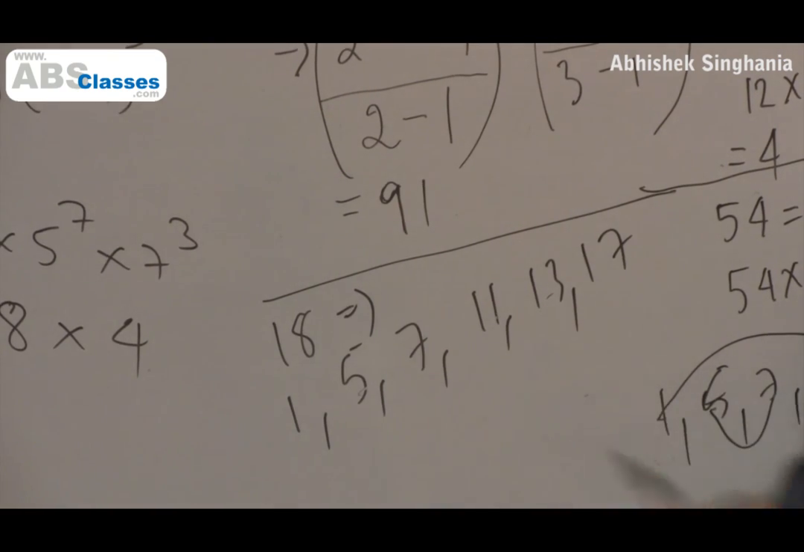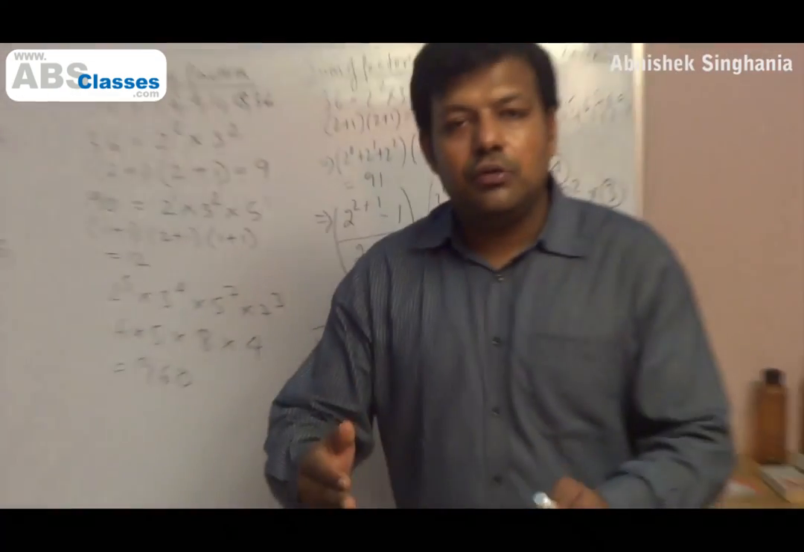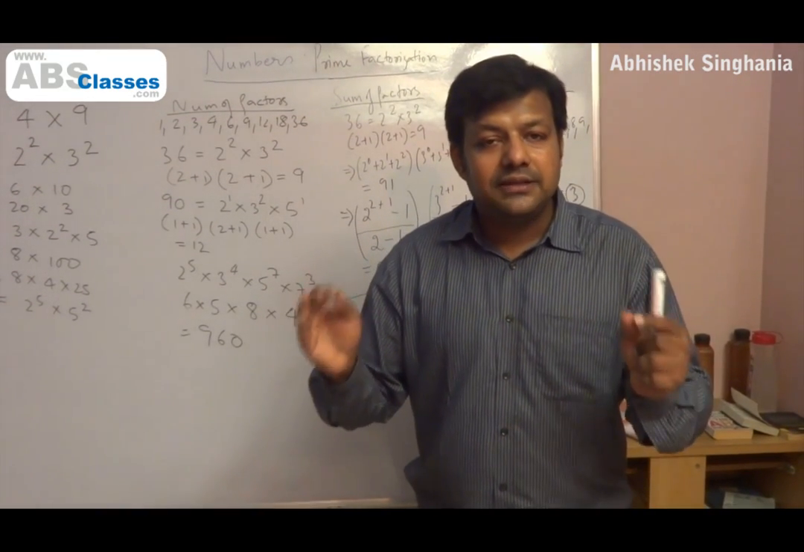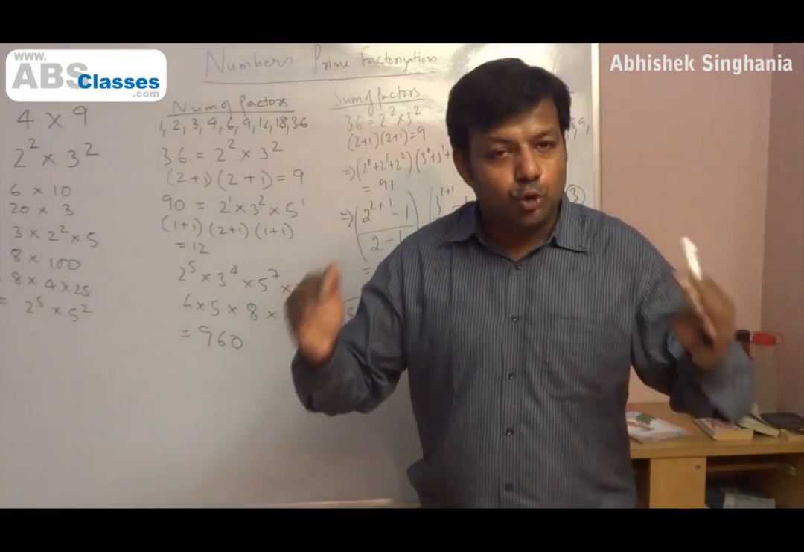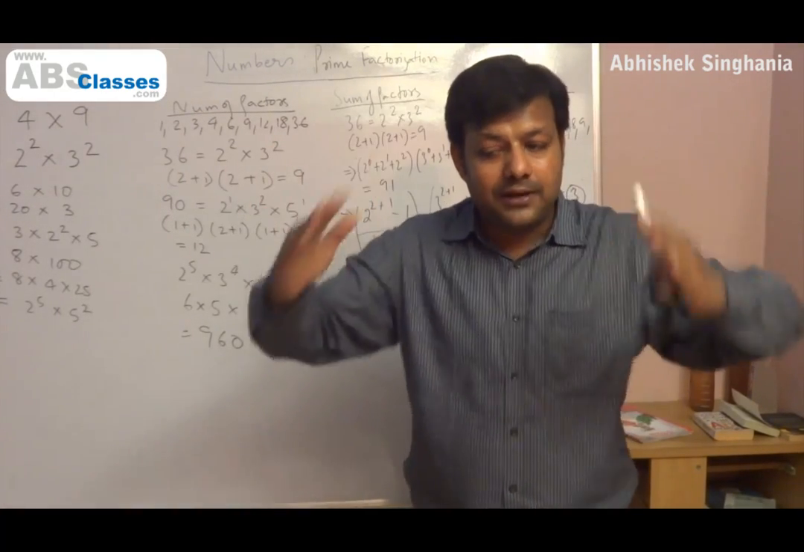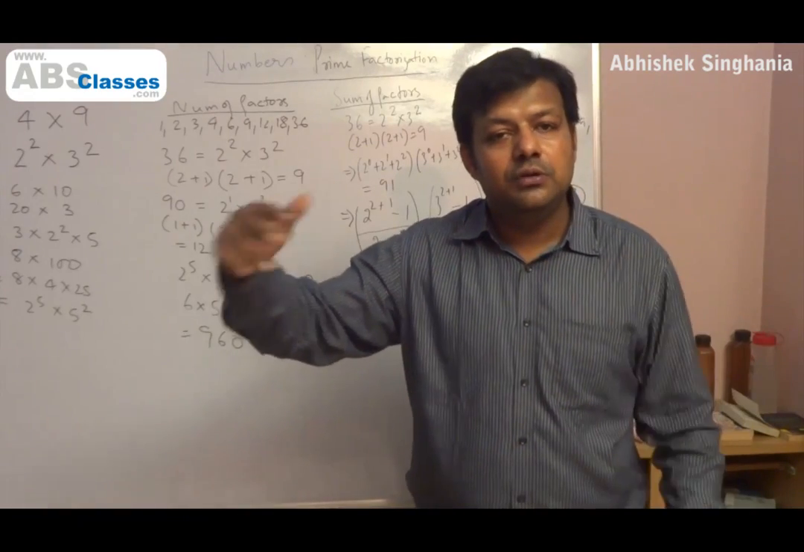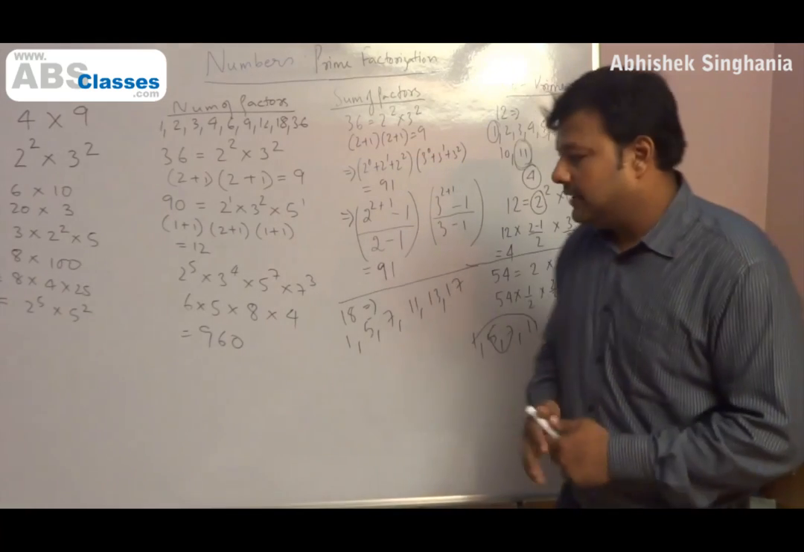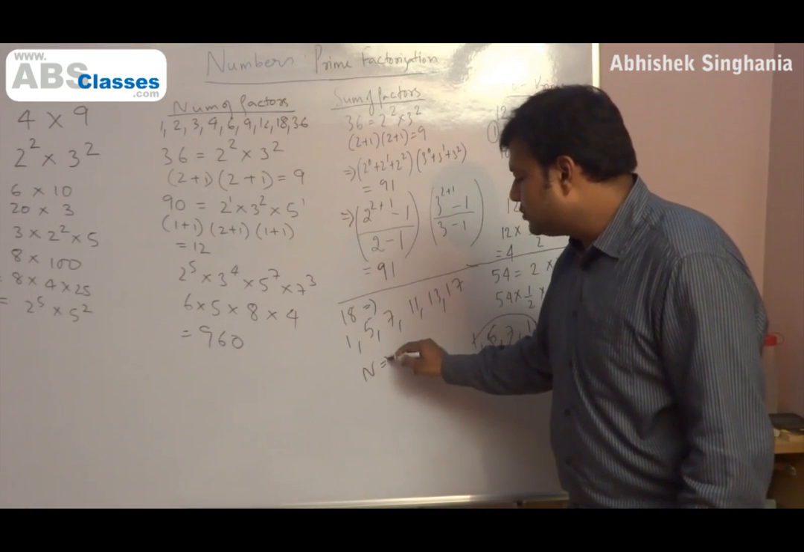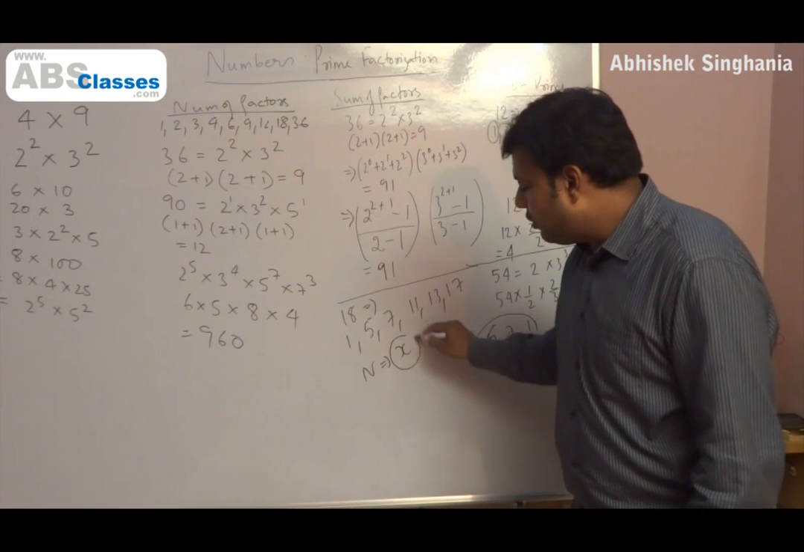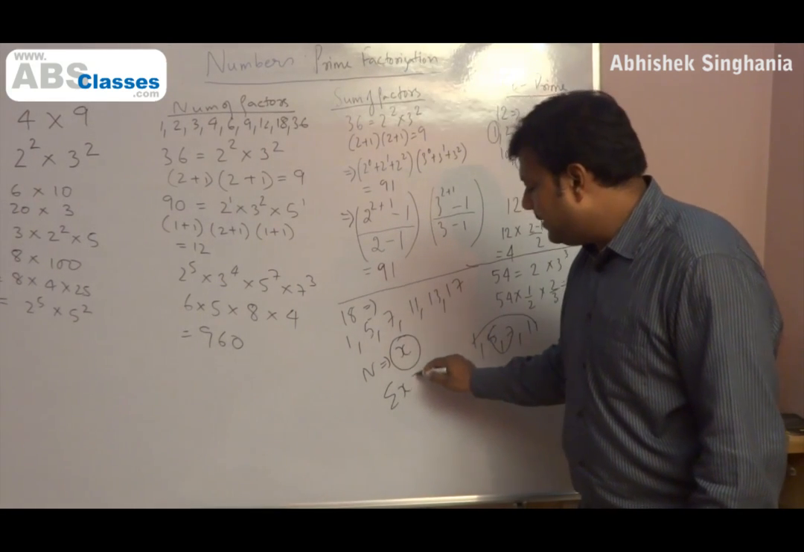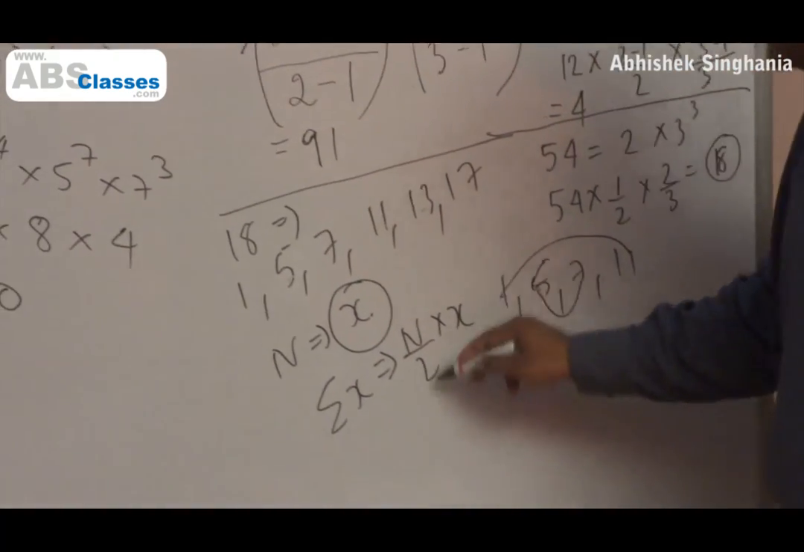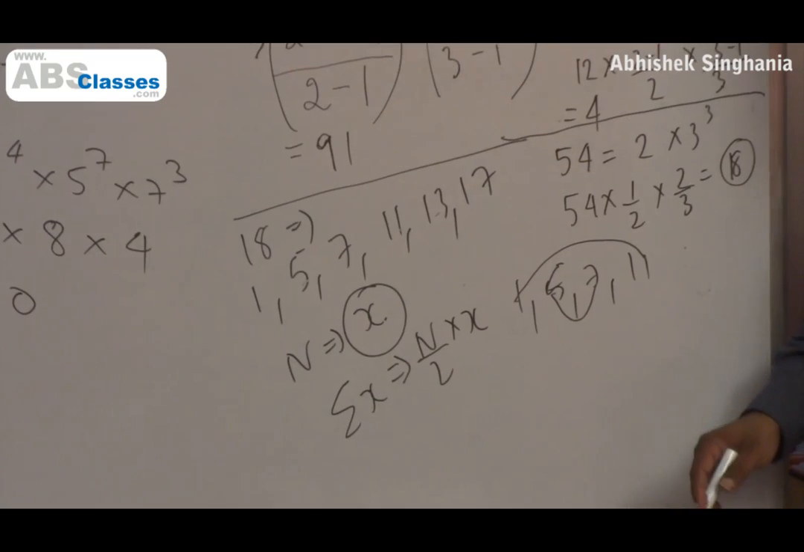7 plus 11, 18. Which means if a particular number has x co-primes less than it, you can form x by 2 pairs. You can pair these co-primes and each pair will give you the sum as the number itself. Therefore, if I add up all the co-primes, say a particular number n has x co-primes, what do I get? n by 2 into x, or x by 2 into n, whichever way you want to look at it.